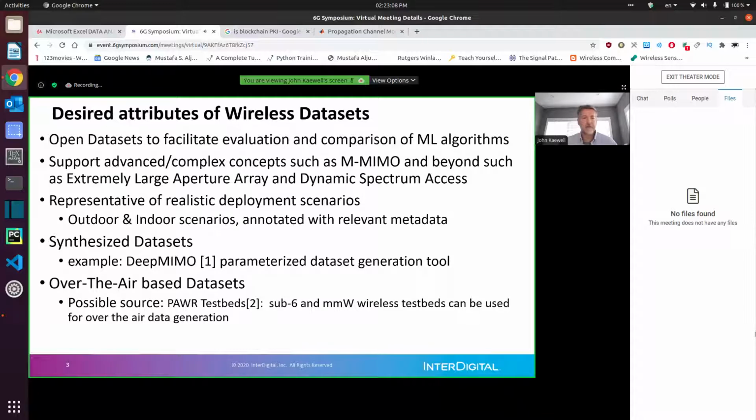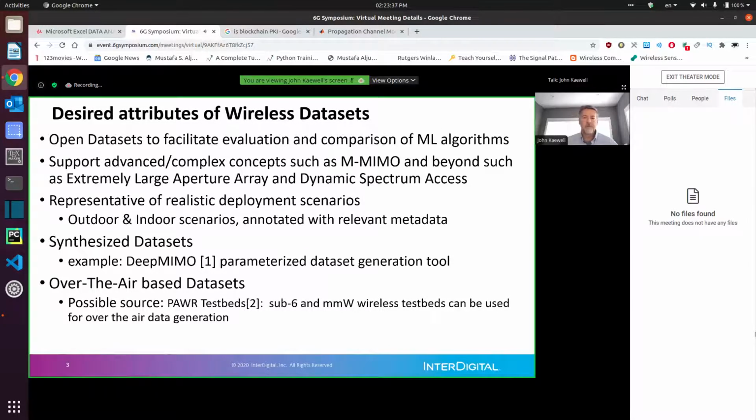And I think there's a role to be played for synthesized data sets. I think it makes sense to leverage synthesized data sets to build the initial realizations of machine learning-based approaches to solving significant problems. A recent example of a synthesized data set that has been opened is DeepMIMO, and it's a parameterized data set based on ray tracing that allows research in MIMO processing.